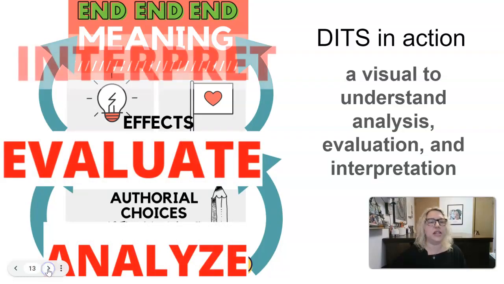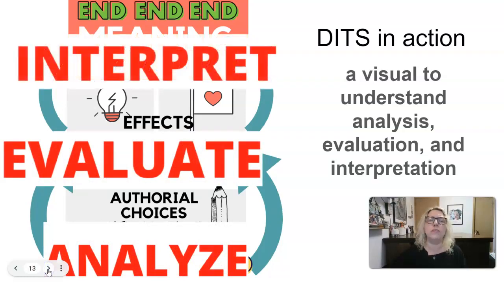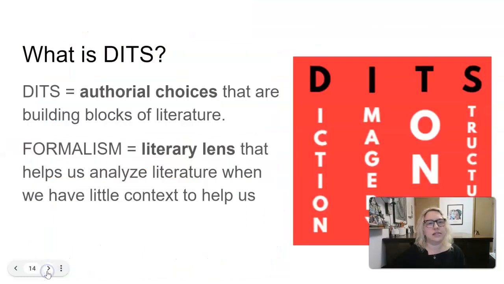Analyzing, evaluating, and interpreting. And so we'll remind ourselves what DITS is, diction, imagery, tone, and structure, and how these authorial choices are the building blocks of literature, how we will look for them in texts we will have never seen before, and how we'll use formalism as a literary lens to help us make sense of these short works in isolation, in short or under exam conditions. All right, so this is the introduction to what is Paper 1. The next video is all going to be about formalism, this literary lens. Welcome to Unit 6.